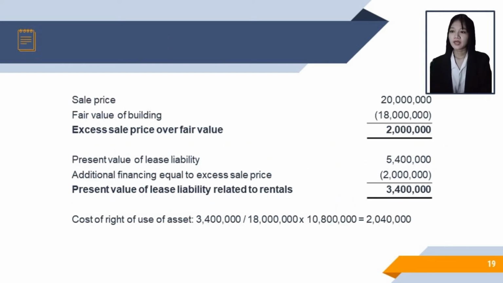So we have the sale price of 20 million, which ilalas lang natin siya sa ating fair value na building natin na 18 million. So, ang ating excess sale price over fair value is 2 million. So, yung sinabi kanina, di ba, pag may excess sale price over fair value, magiging accounted siya for additional financing. So, yung 2 million natin is equals to additional financing nun.